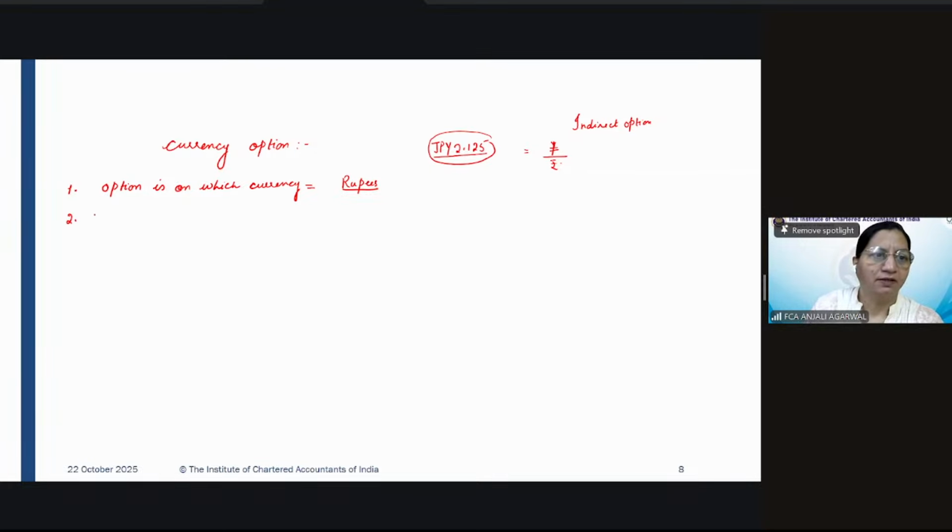Second thing you will see, the option is on rupee, but your exposure is what? Exposure is yen payables. So if it is yen payables, it also implies that you have to buy yen. Indirectly, it implies you have to sell rupee. Agreed so far?